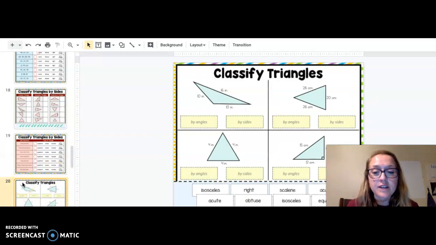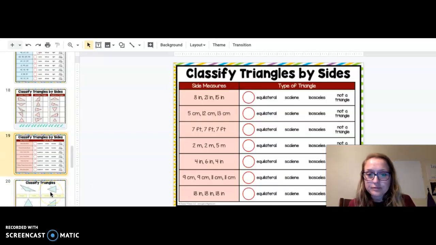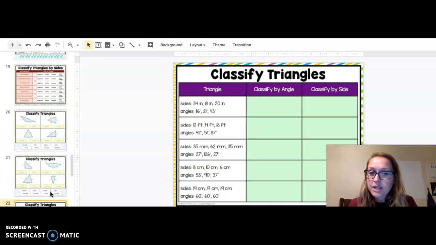And then we're going to classify triangles again. So we're just practicing to make sure we've got all this down before we move on. Classify each triangle by angle and by side. So I'm looking at this triangle. Do I know what it is by its angle? And do I know what it is by its side length? We're going to keep going.